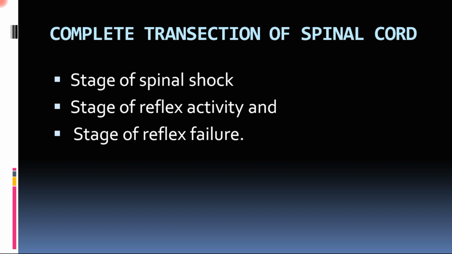There are certain stages of the manifestation of complete transection. Those stages are, first, the stage of spinal shock. Then comes the stage of reflex activity. After the stage of spinal shock, if the person recovers, he goes into the stage of reflex activity. And if after the stage of spinal shock the person is not recovering, or if in any stage of reflex activity the patient deteriorates, he might land up in the stage of reflex failure. So these are the stages of complete transection of spinal cord.